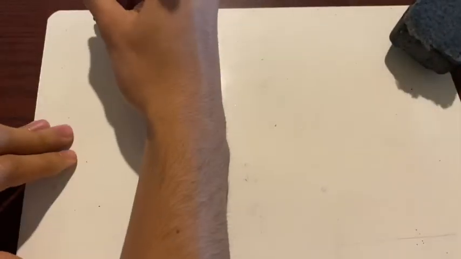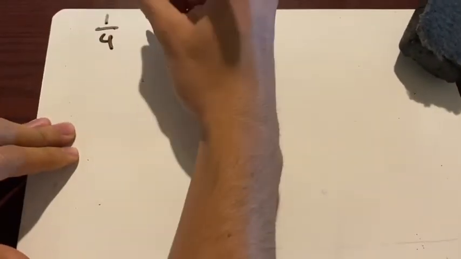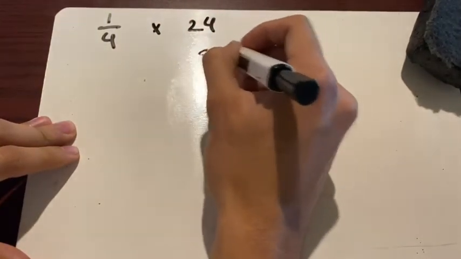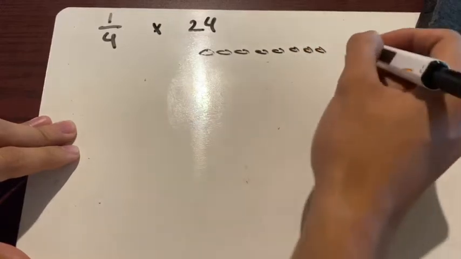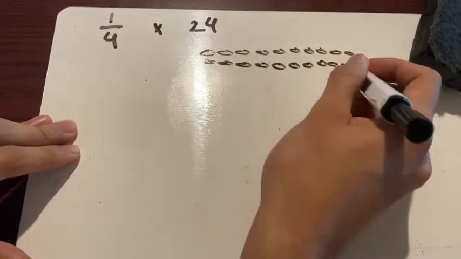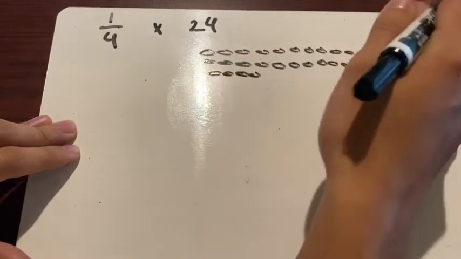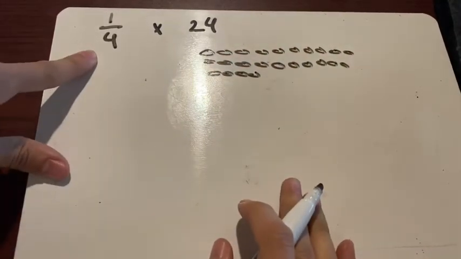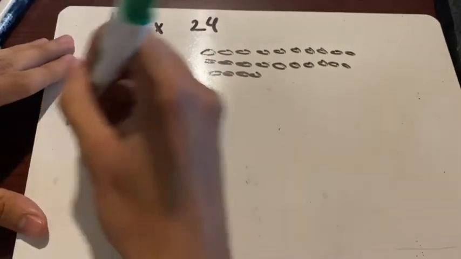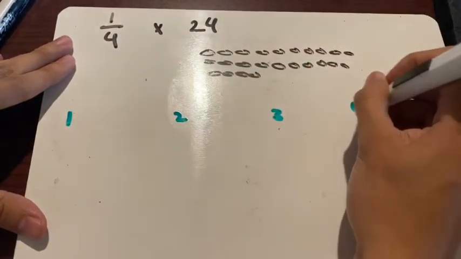We have 1/4 times 24. I have 24 total circles. 1, 2, 3, 4, 5, 6, 7, 8, 9, 10, 11, 12, 13, 14, 15, 16, 17, 18, 19, 20, 21, 22, 23, 24. How many rows? 4. 1, 2, 3, 4.